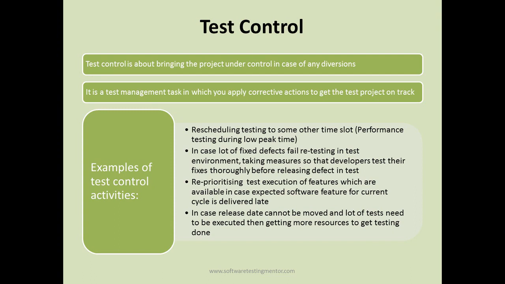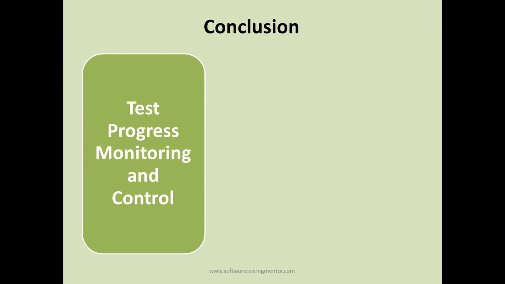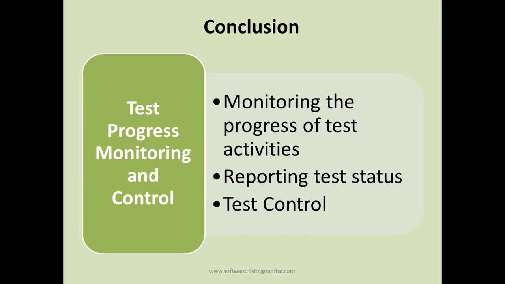To conclude, in this session we learned about test progress monitoring and control. We learned about monitoring the test progress of testing activities. Then we learned about reporting test status and the standard IEEE 829 template for reporting test status. And finally we learned about controlling test activities in case of any deviations from planned activities. Thank you.